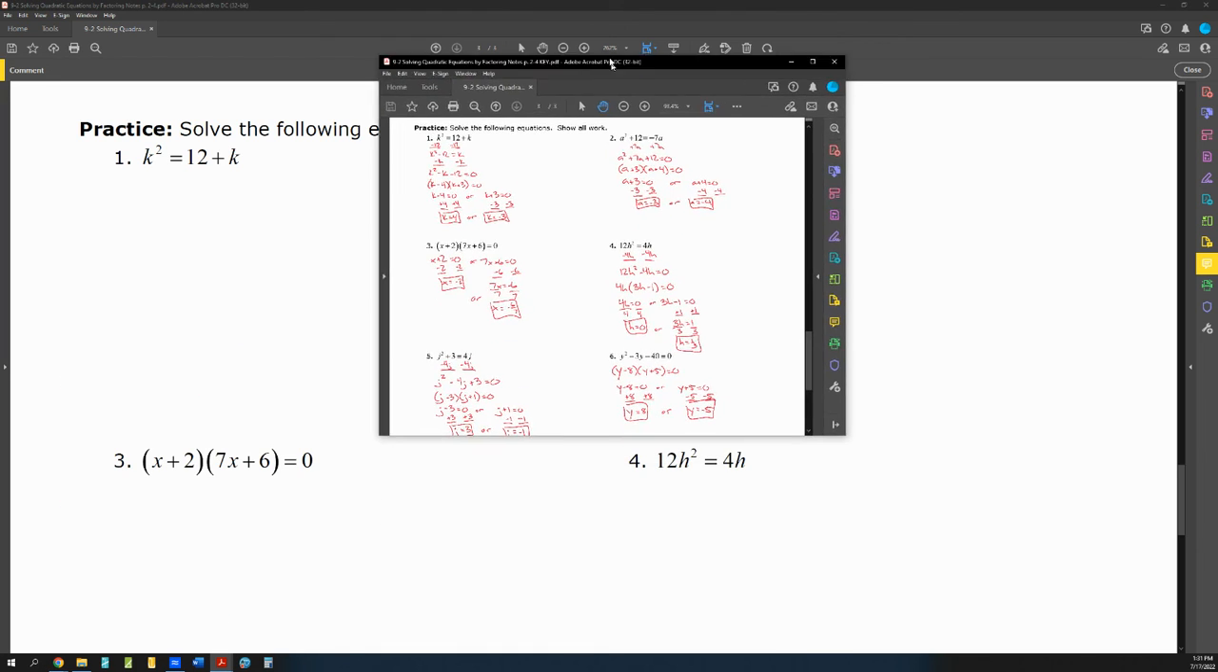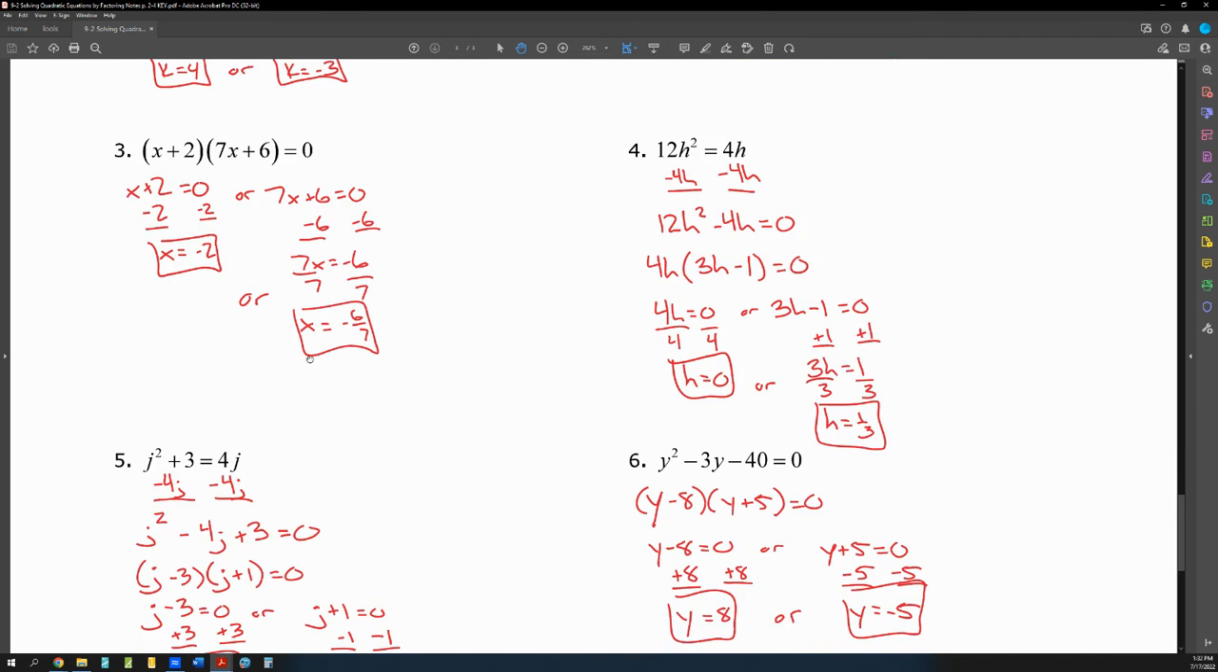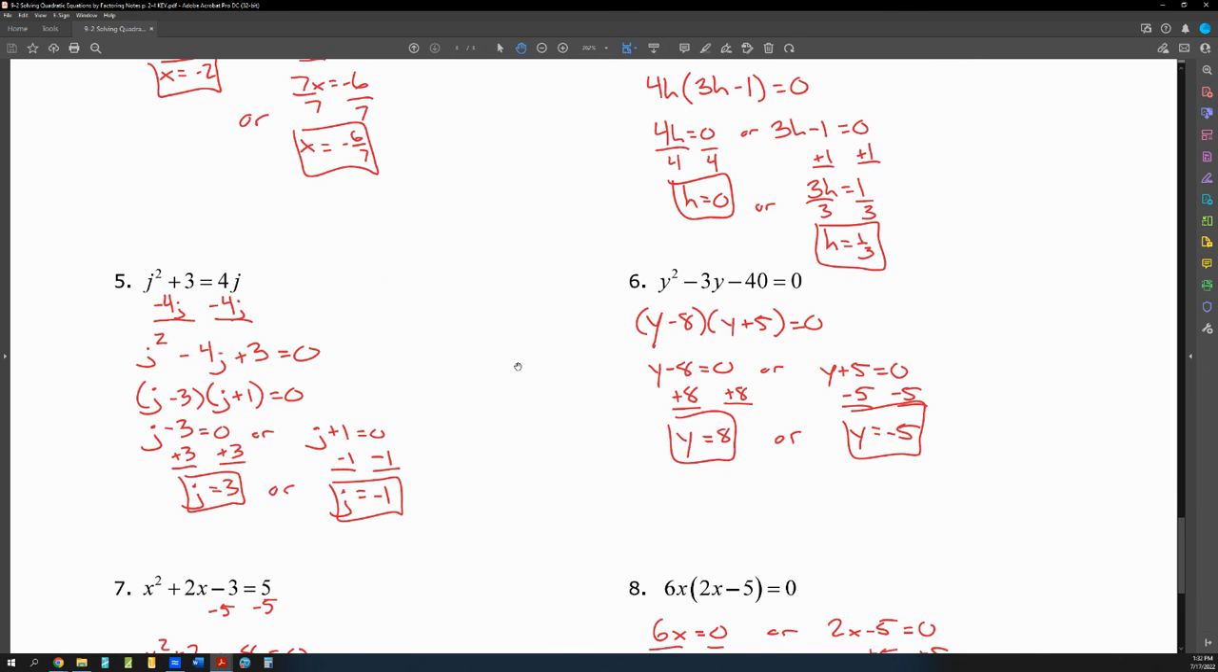All right. Let's go ahead and check our work. So number 1, solutions k equals 4 and k equals negative 3. Number 2, negative 3 or negative 4. Number 3, here we have a fraction as an answer. We get negative 2 and negative 6/7. Number 4, don't forget to set it equal to 0 first, and then factor. We should have 2 solutions, h equals 0 or 1/3.